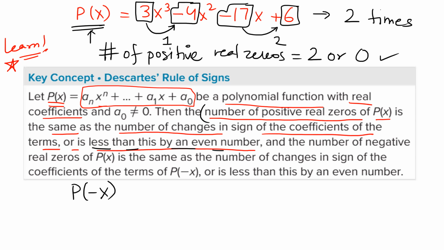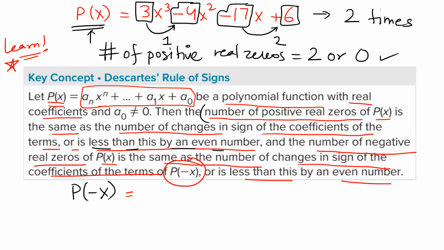Minus x means you change the sign, you make it negative. So the number of negative real zeros of P(x) is the same as the number of times the sign changes for P of minus x, or less than by an even number. So what we will do is use your calculator very carefully. You will substitute minus x in place of x. So let's see what will happen.